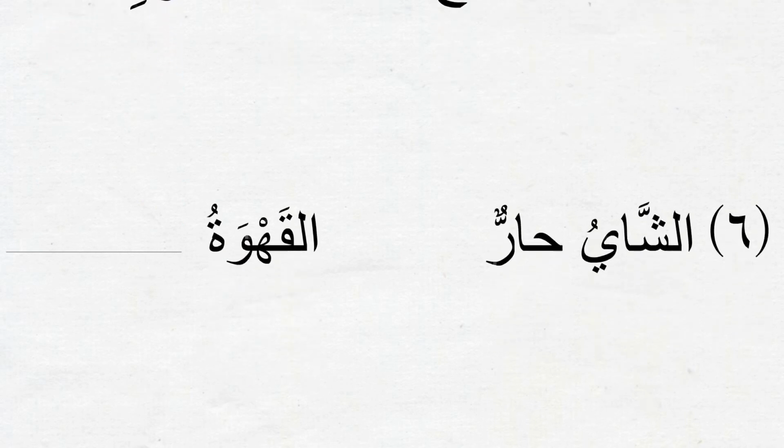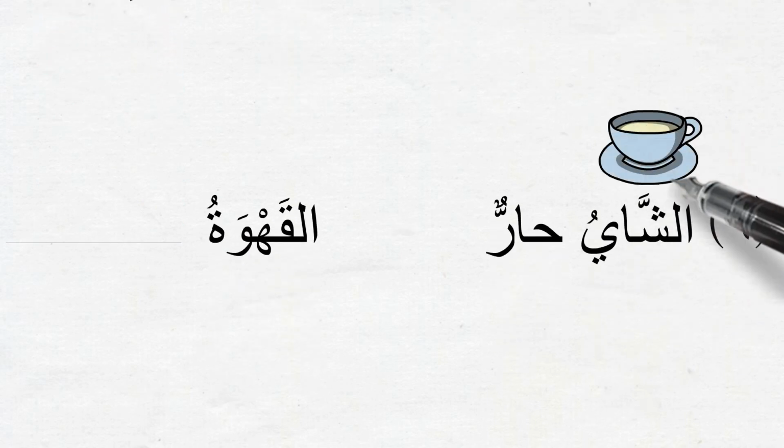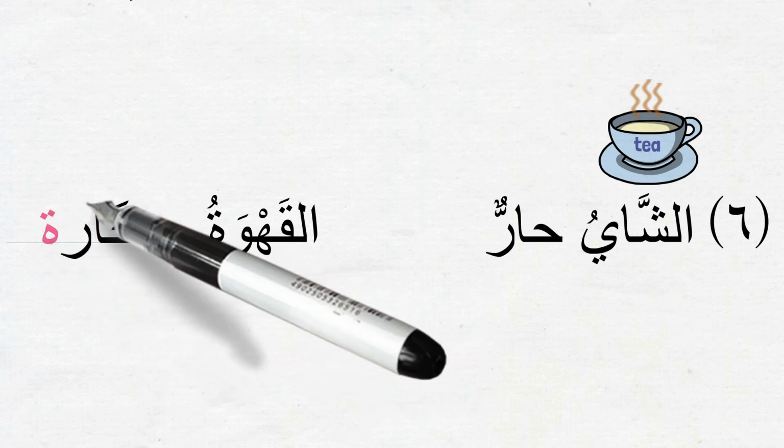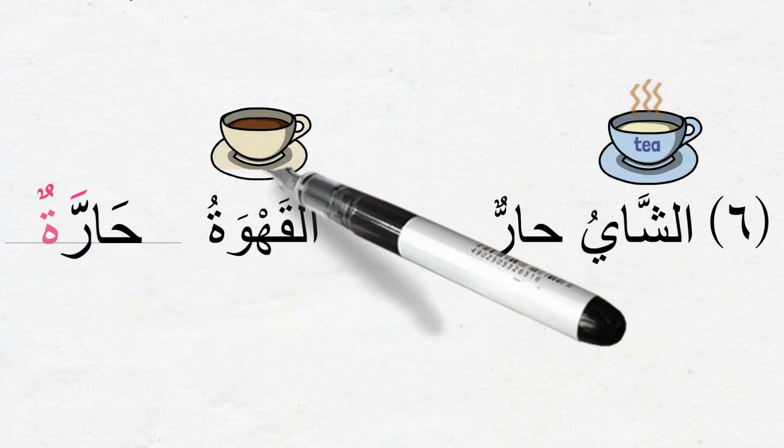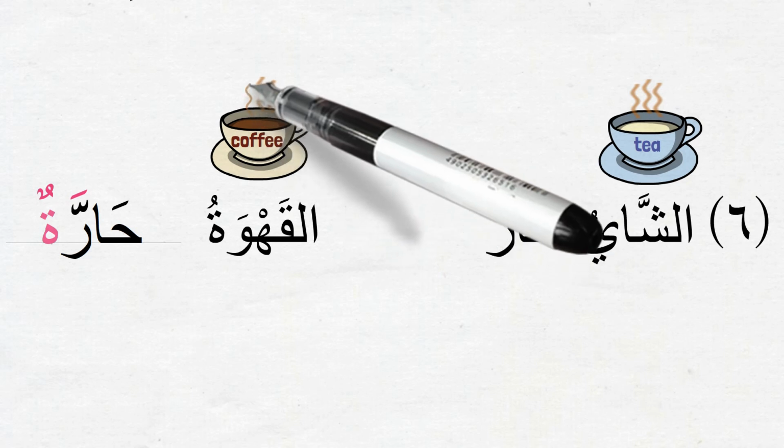Line 6. الشاي حار. The tea is hot. الشاي is مذكر, so is the ism حار. So we should say the coffee is hot. القهوة here means coffee. It's ending with ta مربوطة, so it's مؤنث. So we gotta use مؤنث form of حار, which is حارة. So together we have الشاي حار, القهوة حارة.